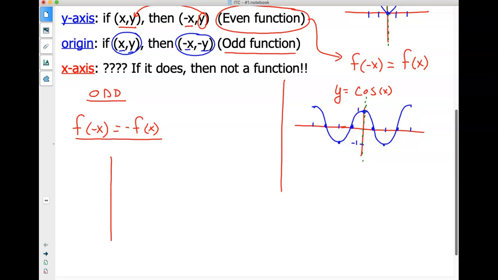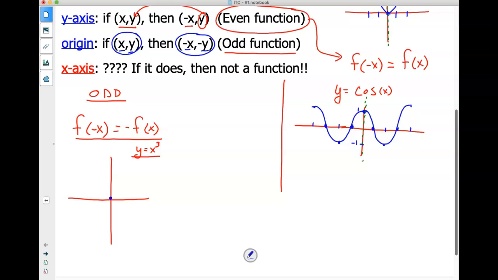The one I always think of is y equals x cubed. The beauty is that if I have a polynomial function in which every power of x is an odd number, it's going to be an odd function with no constant. Same thing for an even function: if every power of x is even, it's going to be an even function. Kind of neat.